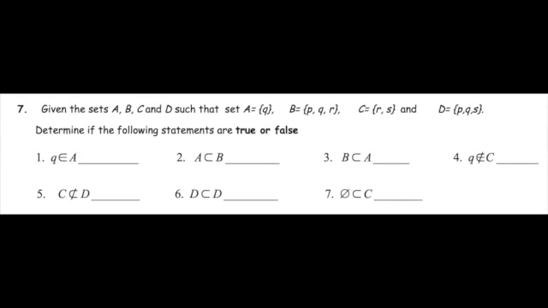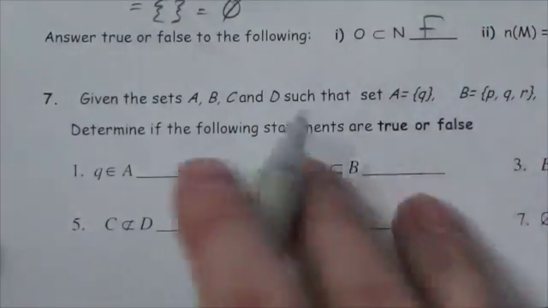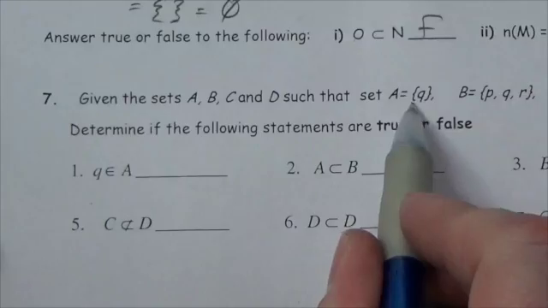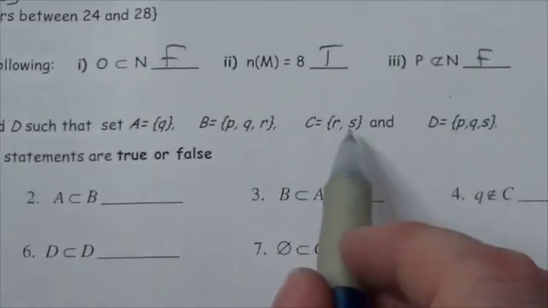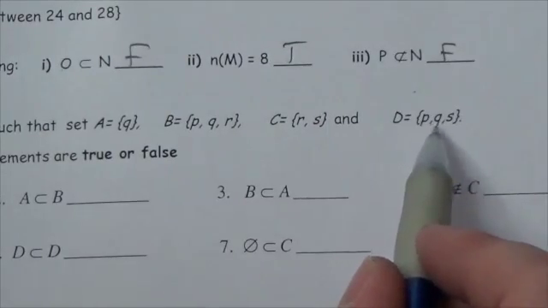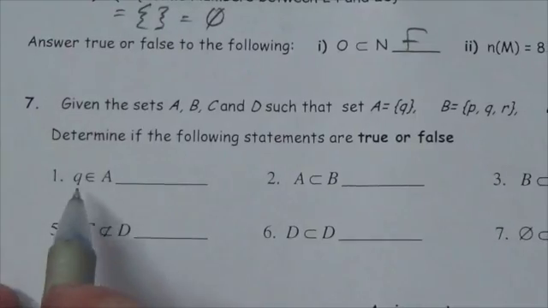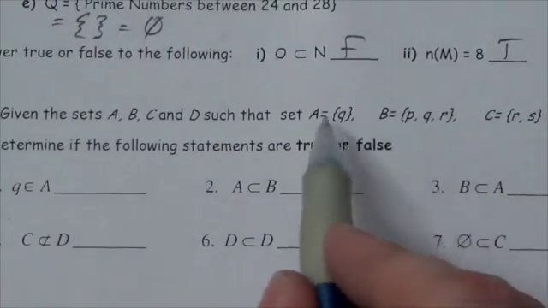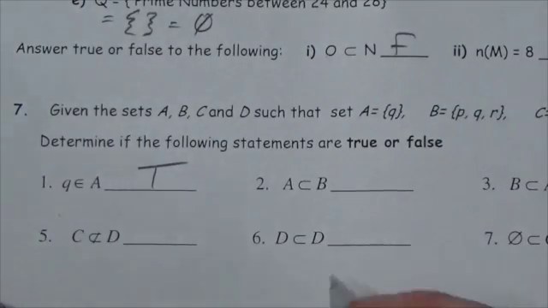Given the sets A, B, C, and D, answer the following true or false questions. So we've got the sets A, B, C, and D here. Remember, A is Q, B is PQR, C is RS, and D is PQS. So we're going to say which ones here are true or false. 1. Is Q an element of A? Yes, it is. It is an element of A. In fact, it's the only element of A.